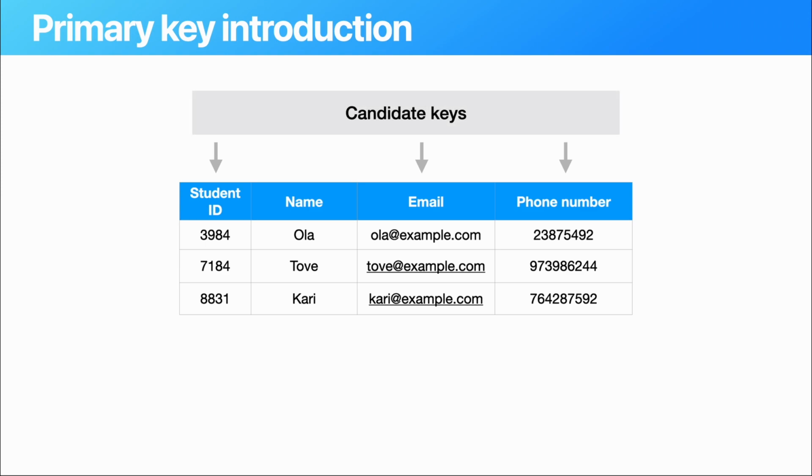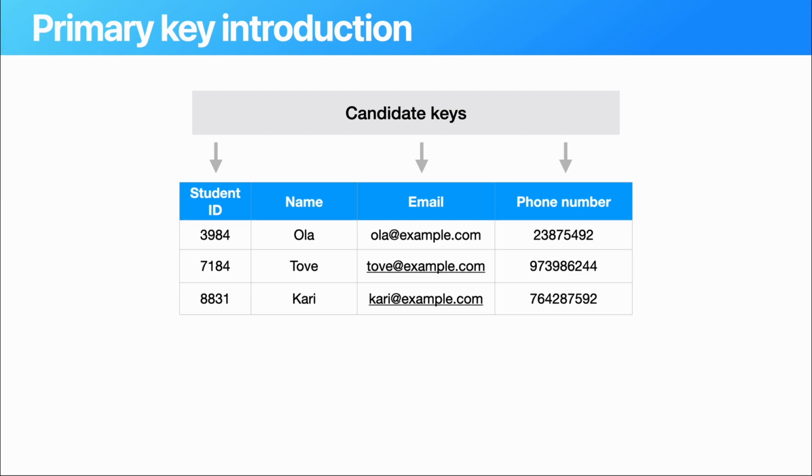So all of these 3 are called candidate keys. Candidate keys means all the columns which can be used as identification, like a unique identifier. So ola@example.com is unique for that particular student, and phone number also, and also student ID is unique for that particular student. No 2 students can have the same student ID, email or phone number. So these 3 are known as candidate keys because they're unique. They can be used as unique identifier.